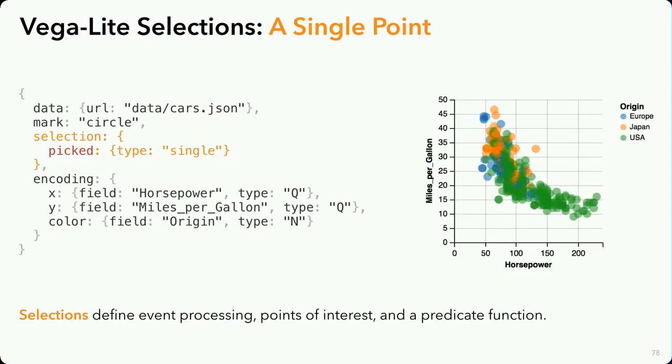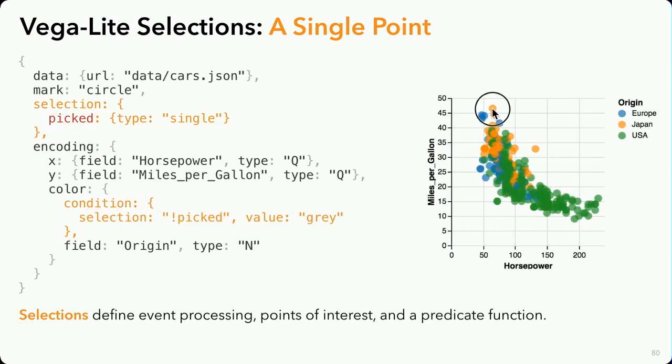The simplest definition of a selection consists of a name, here it's called picked, and a type. And then we can use some conditional logic to change the color of the points based on what is clicked on. So how is this working?